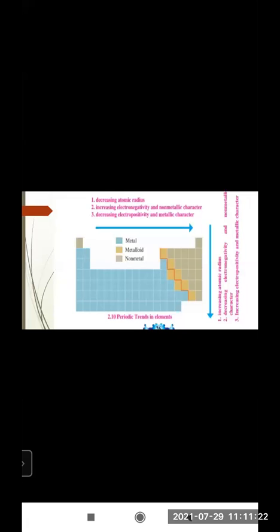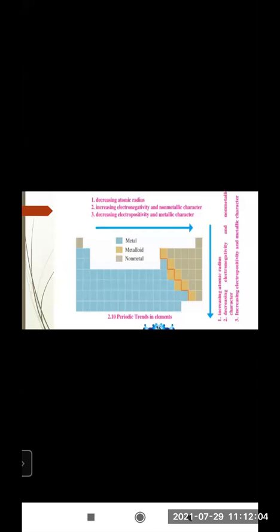Okay, now you can see this on page number 26. The chart 2.10 is given. In that chart, everything is shown with colors. The metals are shown in blue, the metalloids in light gray, and the non-metals in dark gray. So by looking at the figure, you can understand which are the metals, which are the metalloids, and which are the non-metals. Clear? Now the arrow is shown, moving towards the right-hand side. Above that you can see decreasing atomic radius. Clear?